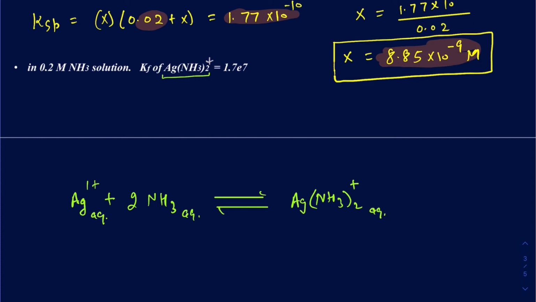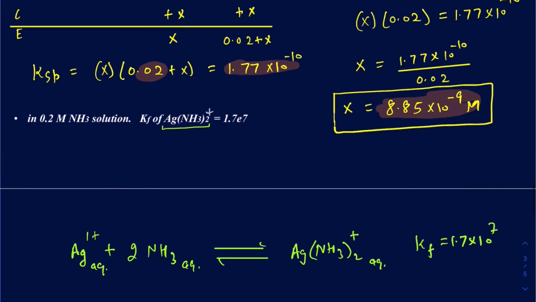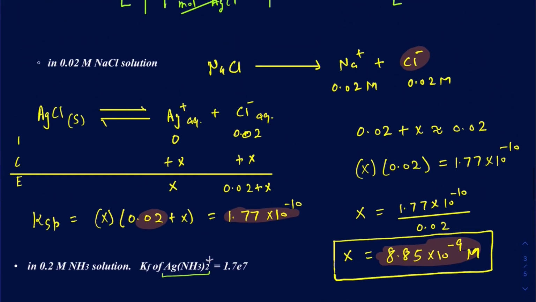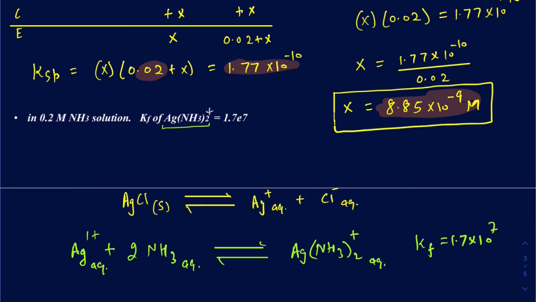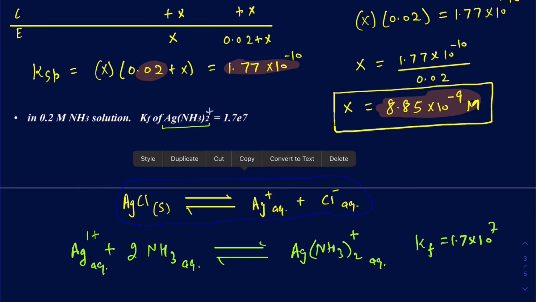And this Kf is given. So for the complex ions, you're going to be given the Kf, which is the equilibrium constant for the complex ion formation. And then, 10 to the 7. And then, in addition to that, I want to go back and look up my original equation. So I'll just copy that down here. So that needs to be looked at as well.